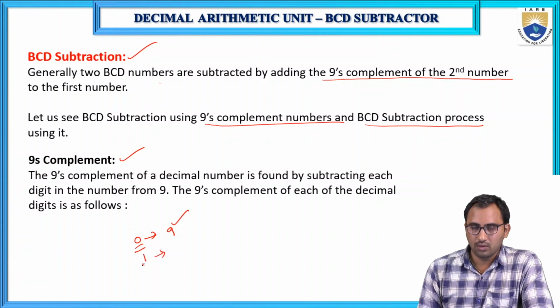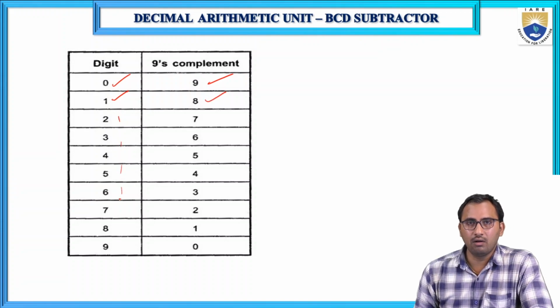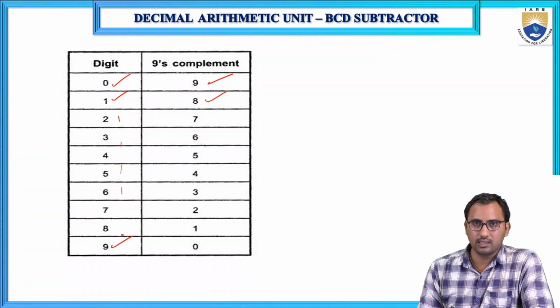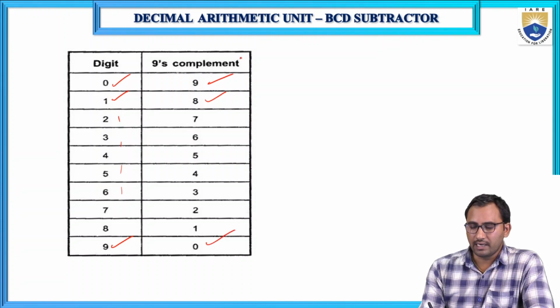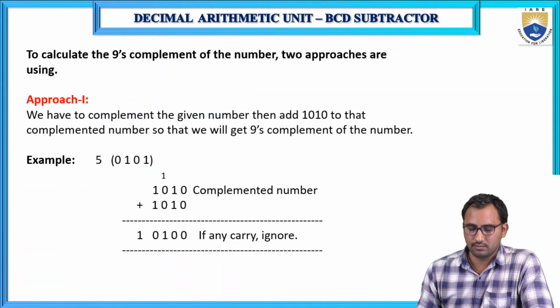And 1. What is the 9's complement of 1? Already we have seen the 9's complement of 0 is 9. 9's complement of 1, that means 9 minus 1, 8. In this way, we can find all the 9's complements of the given numbers. And coming to the 9's complement of 9, so 9 minus 9, so 0. In this way, we can find all the 9's complements of the corresponding numbers.